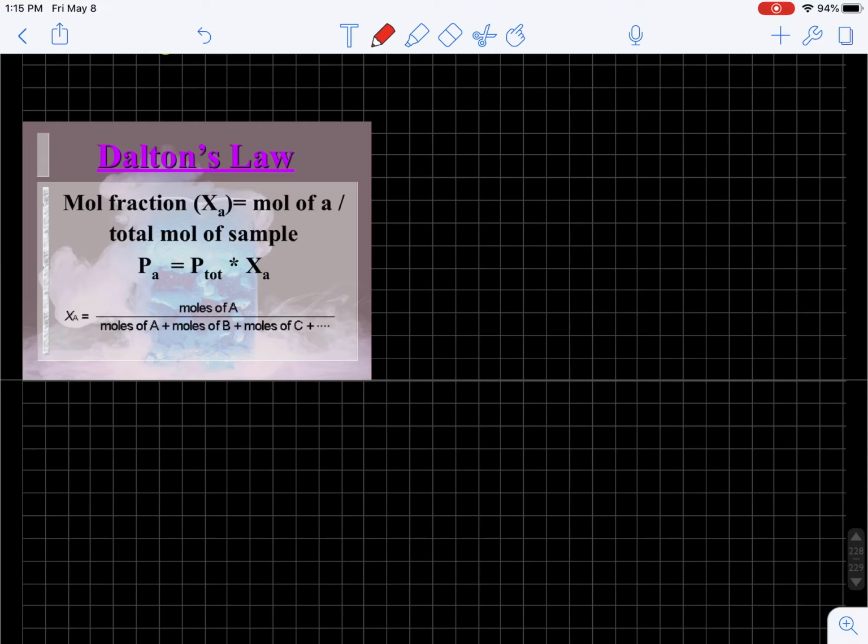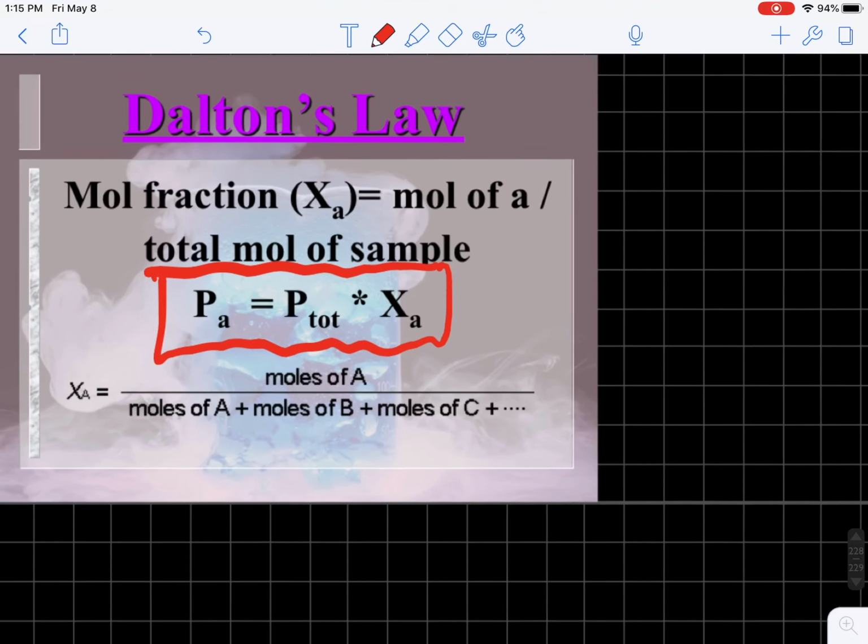Okay, we're just going to very quickly finish up chapter 18. This last thing about Dalton's Law is something that's not found in the chapter, but the real version of Dalton's Law is this formula right here. I'm going to put a box around it.